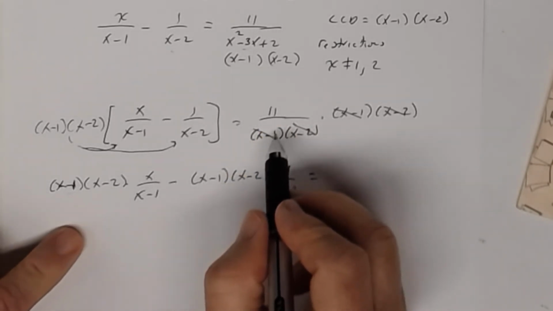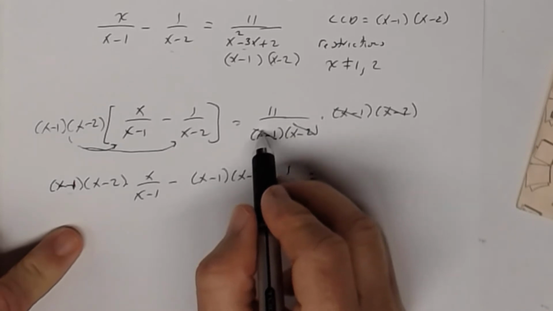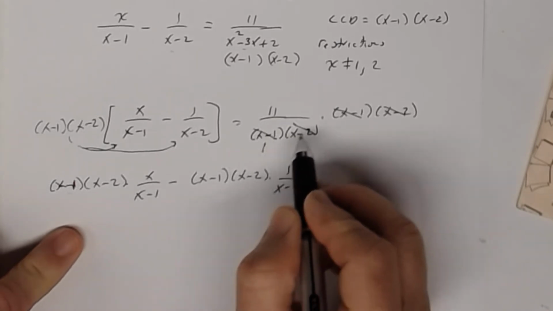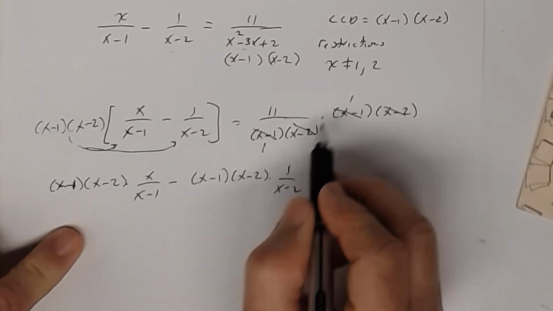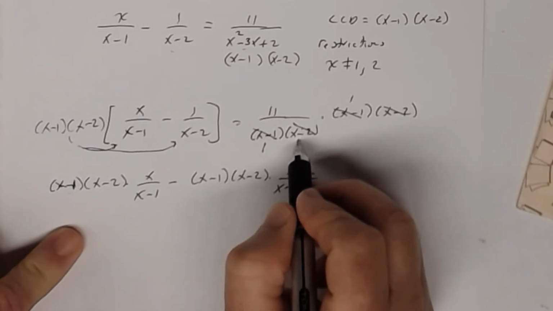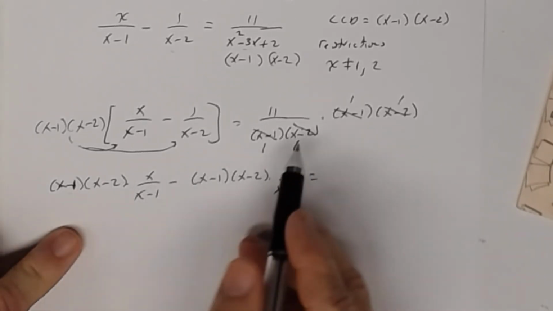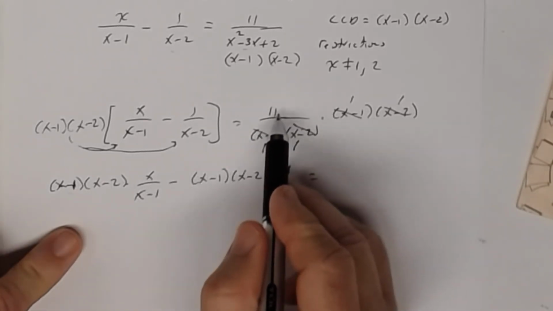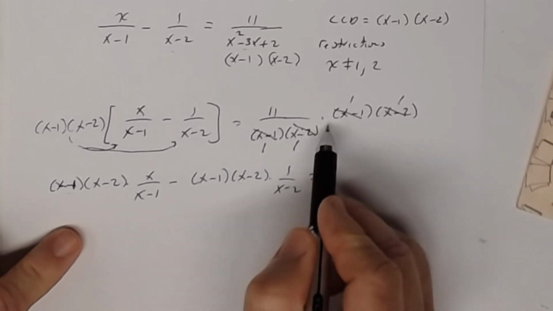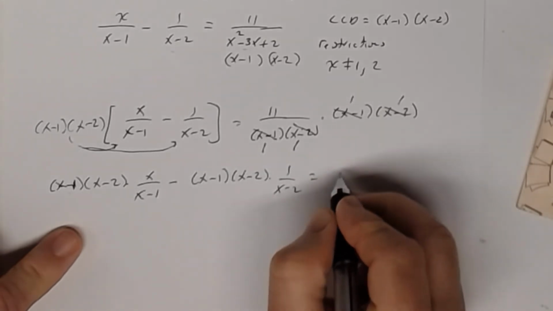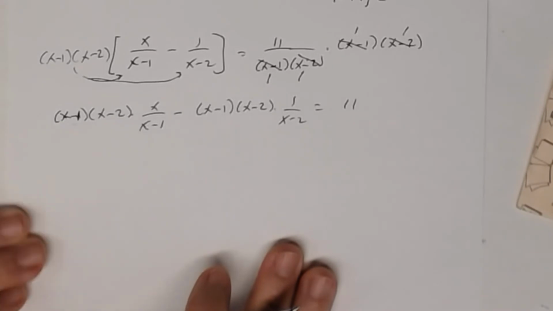And the next thing you got to do is actually write the 1. So x minus 1 divided by x minus 1 is 1. X minus 2 divided by x minus 2 is 1. Okay? And notice 1 times 1 is 1. So all you're left with is this: 11, so 11 divided by 1 times 1 is 11. So all you get on the other side is 11.